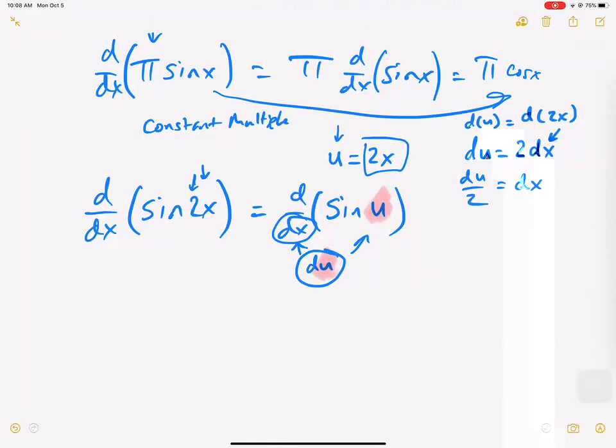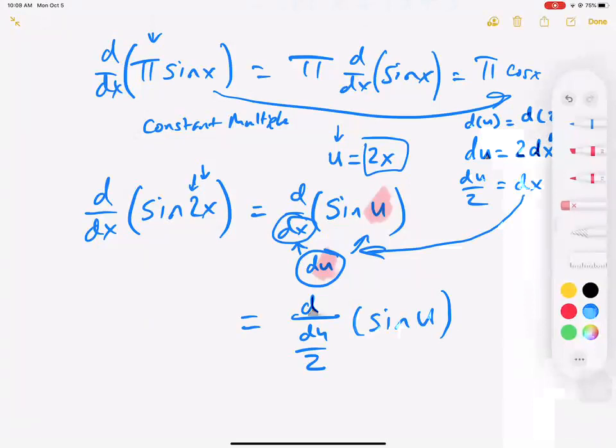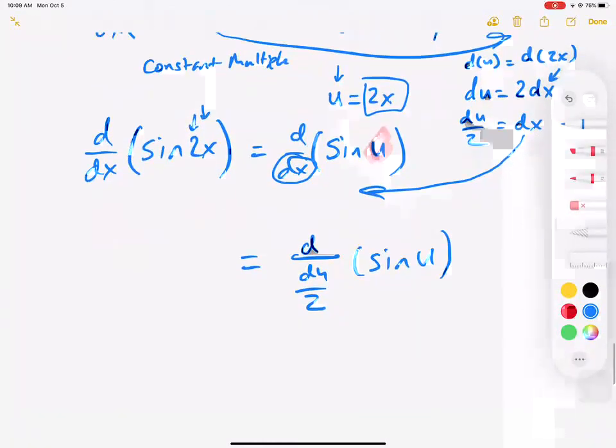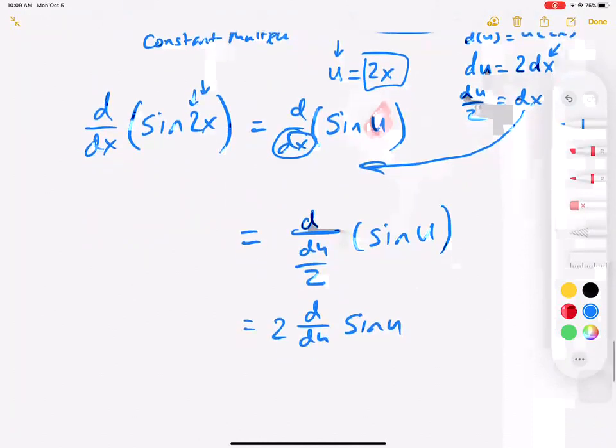Okay? So rewriting this now, d over dx is now du over 2 sine of u. Look, it literally is an algebra substitution. Let me erase this so you guys can all see it plain as day. The dx gets substituted with a du over 2 in algebra substitution. Rewriting this nicely, this is equal to 2 d over du sine of u.